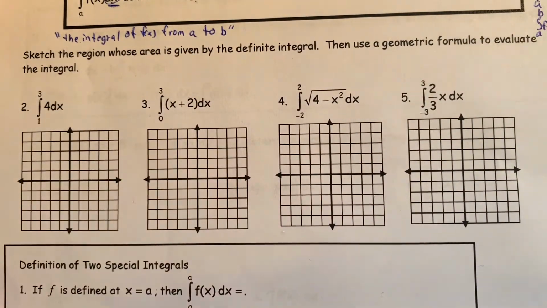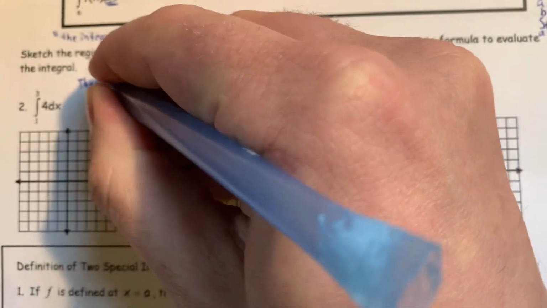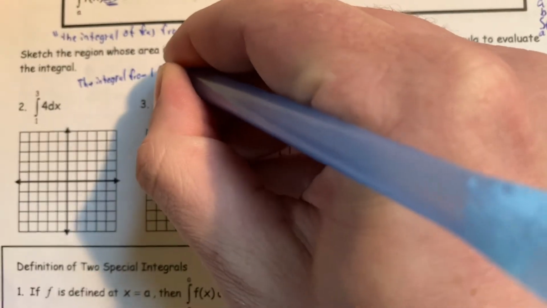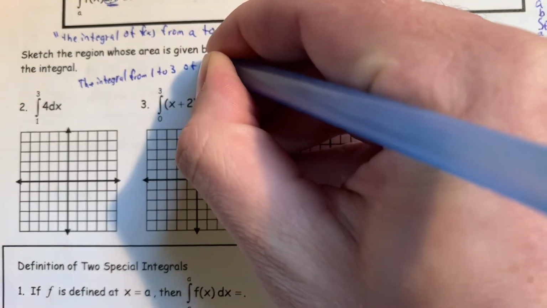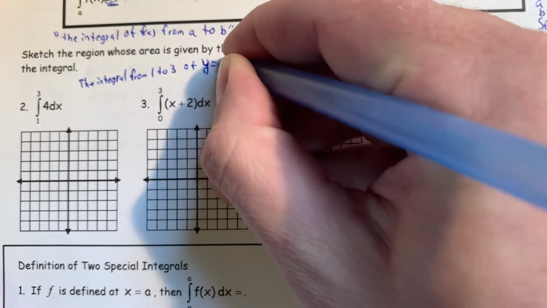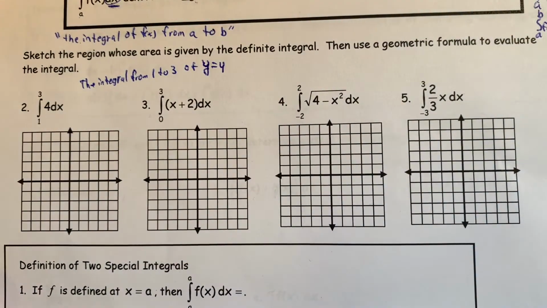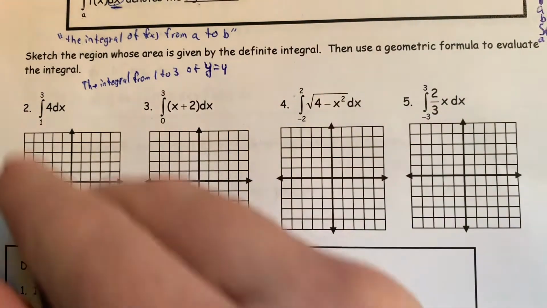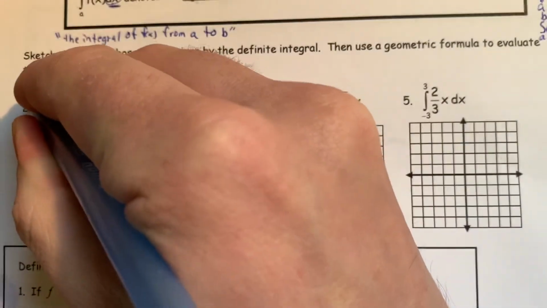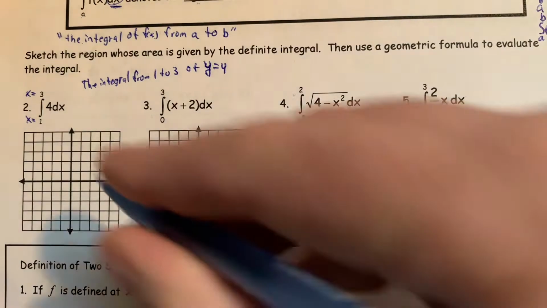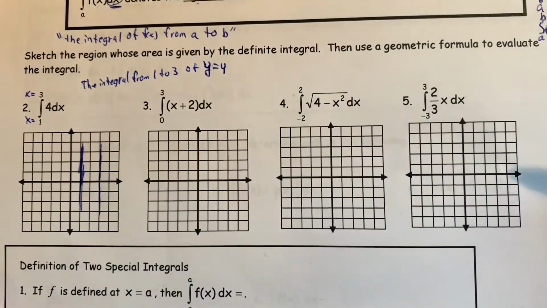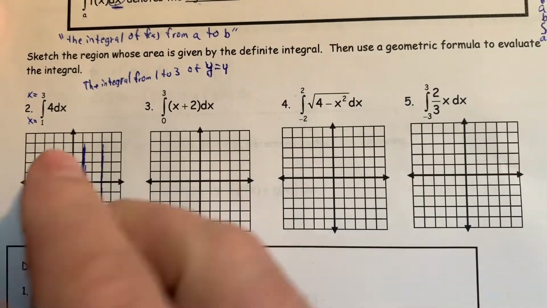So how do we say this out loud? What should we say for this? This is the integral from 1 to 3 of 4. And we could put y equals 4. We could consider this like a graph. So this is asking us, what is the area between x equals 1 and x equals 3 of the line y equals 4? So if we graph the line y equals 4, we'll be able to answer this question.